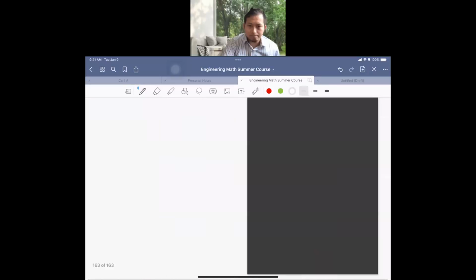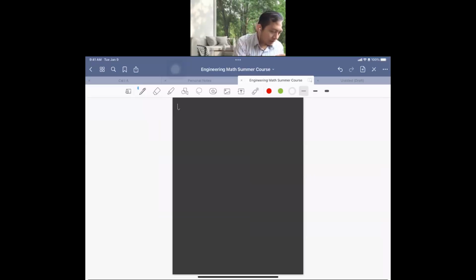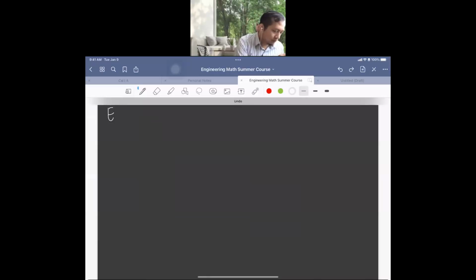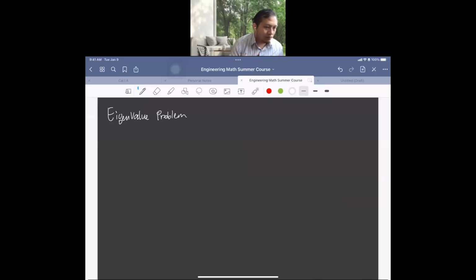Okay, now we move to the eigenvalue problem. We will start with definitions, to give you what we are doing here. So let's define A as an n by n matrix. It should have the same number of rows and columns.